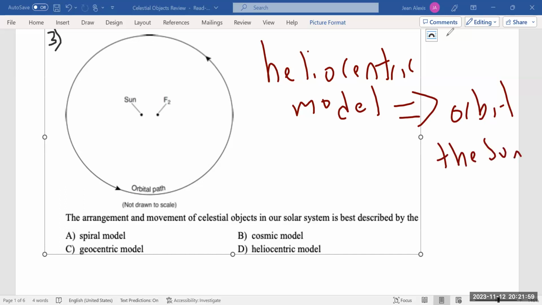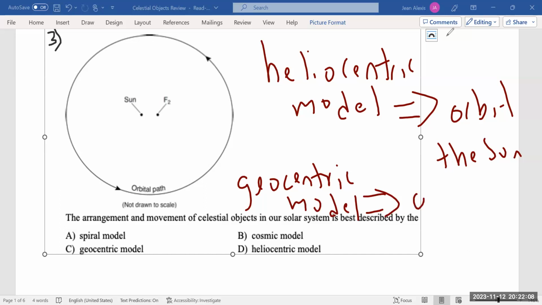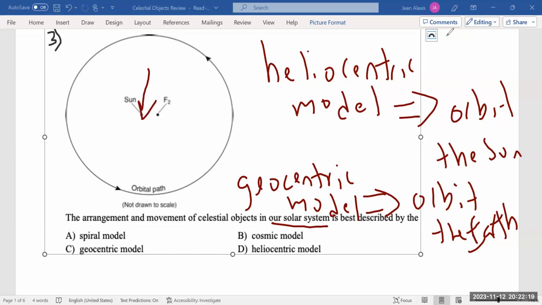If it was a geocentric model, then that means that the objects would orbit the Earth. But because they're talking about our solar system, and we clearly see that the sun is in the center, it has to be a heliocentric model, which is why the correct answer is choice D.